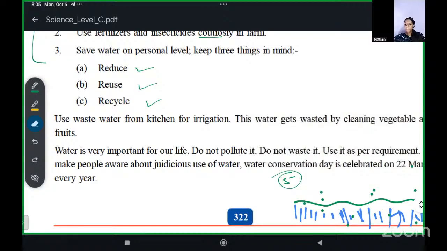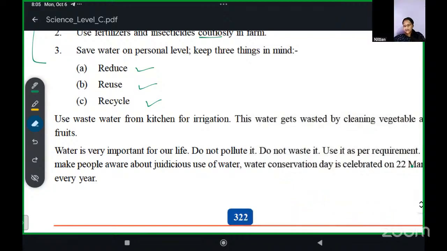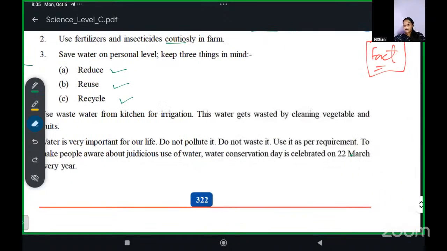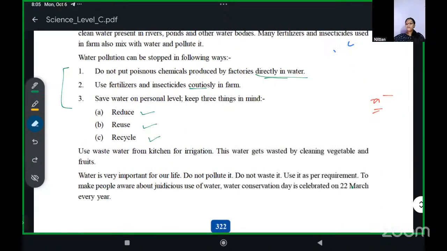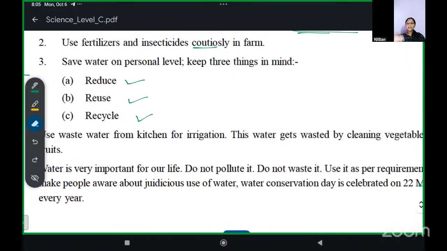Say if you are washing hands and, until you put soap, you keep the tap open. That is the bad thing to do. When you wet your hands, close the tap, then put the soap, then again open the tap, then wash. Brushing is also the same thing. So that is reduce.